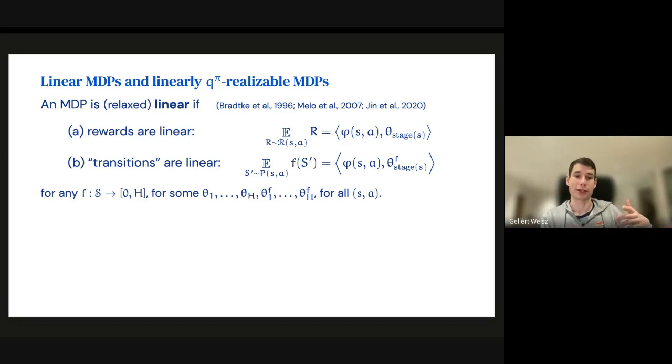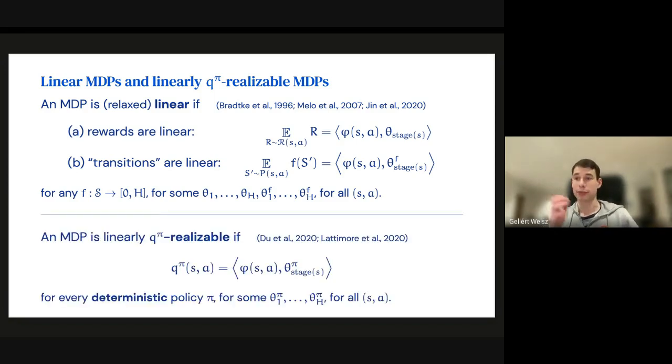And the condition B is that transitions are linear in the sense that for any function f that maps states to values between 0 and h, the expected next state function value is also linear. So there exists a parameter theta corresponding to this f, such that the expected next state function value is linear in the same sense as before. And so if both of these hold, then we have a linear MDP.